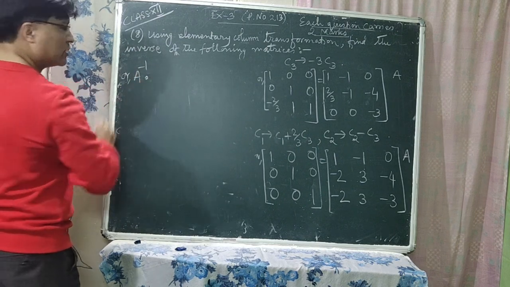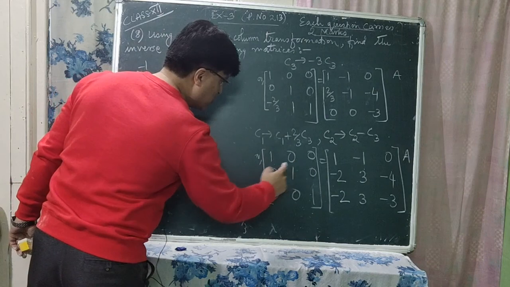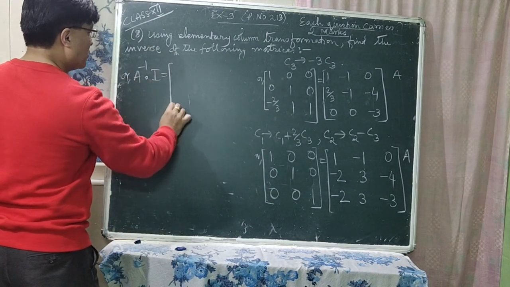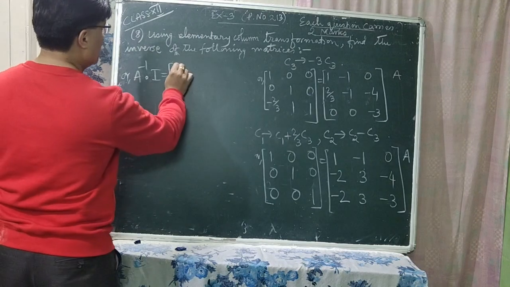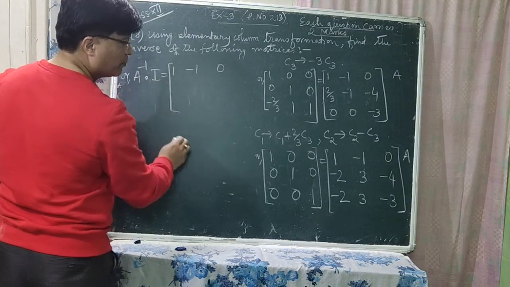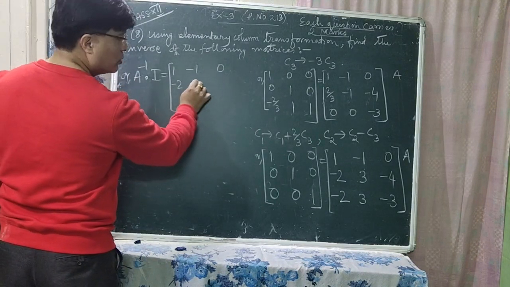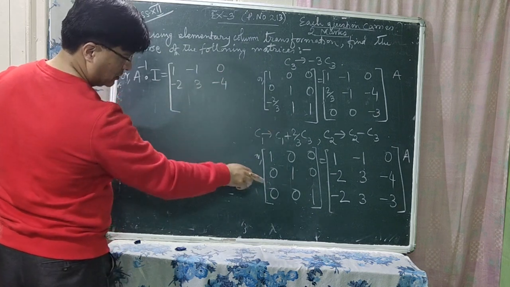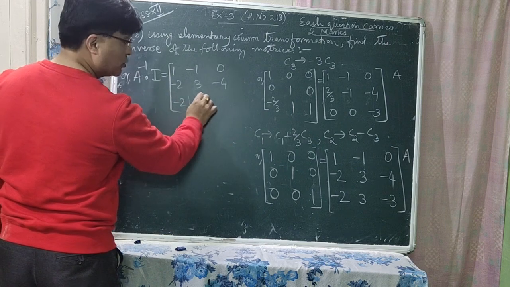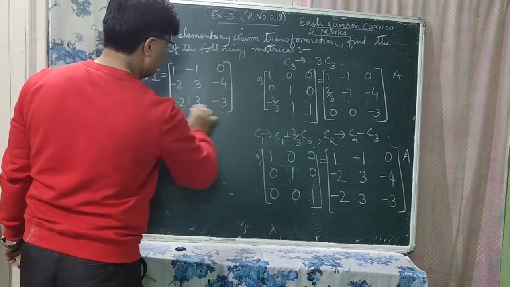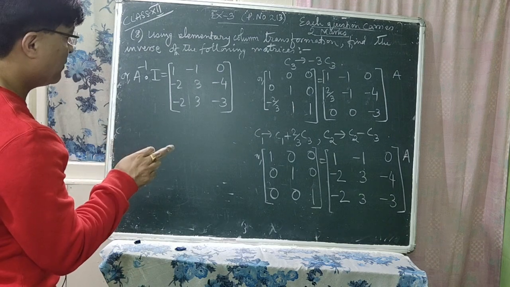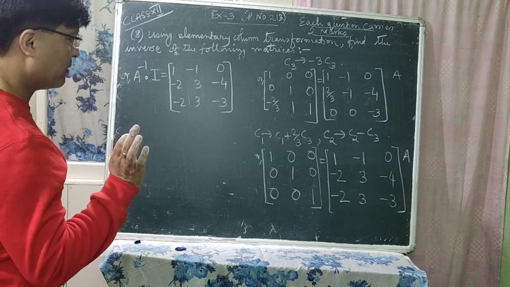A inverse dot. Actually, what is 1 0 0 0 1 0 0 0 1? That is your I. Which is equal to, what is the matrix out here? 1 minus 1 0 minus 2 3 minus 4 and minus 2 3 minus 3. Is that correct? 1 minus 1 0 minus 2 3 minus 4 minus 2 3 minus 3, right?